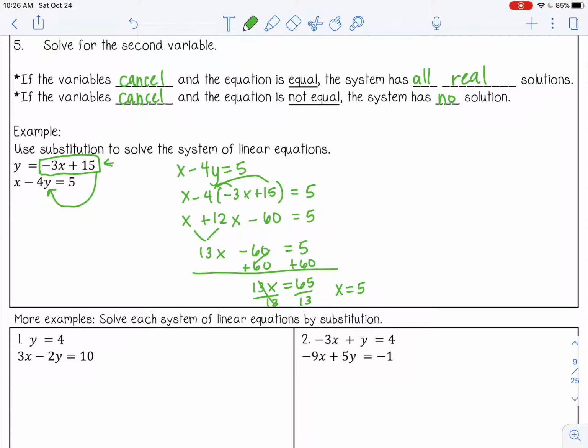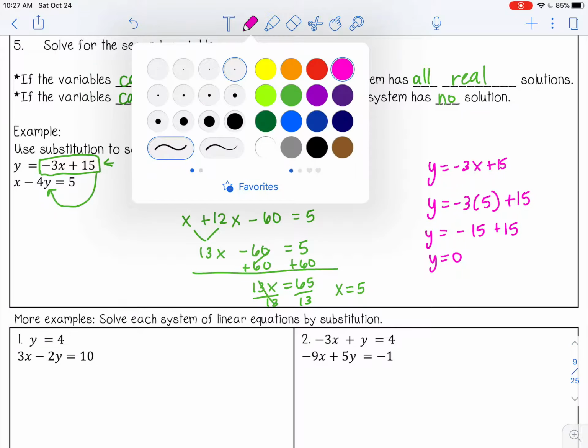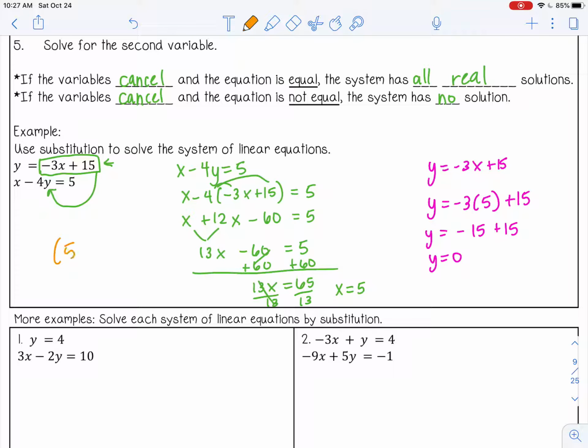Next, I'm going to take that 5 and use it in the first equation to find y. So I know that y equals negative 3x plus 15. I now know that x is 5, so I'm going to substitute in 5 for my x. Now you can also substitute it into the second equation. You're going to get the same answer either way. Okay, so negative 3 times 5 is negative 15. Negative 15 plus 15, that's 0. So my answer is going to be an ordered pair, (5, 0).